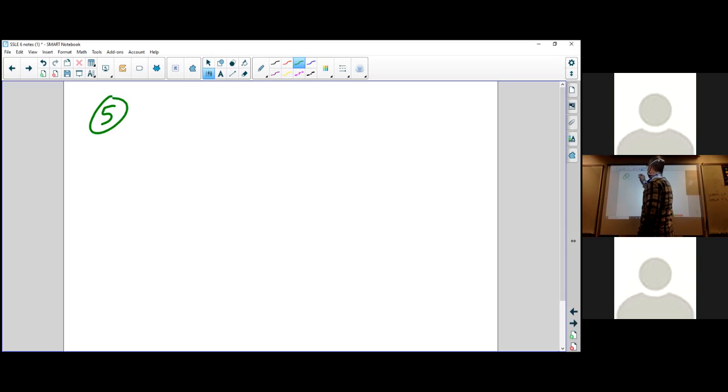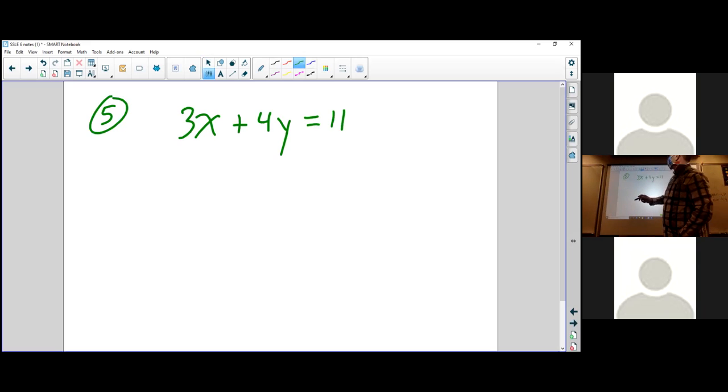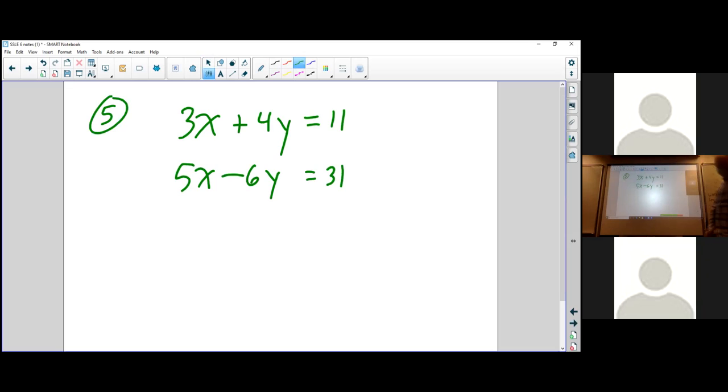Number 5 is 3x plus 4y is equal to 11, and 5x minus 6y equals 31. Okay, so this is a great elimination problem, but you have to be real cautious on it. My x's and y's are both lined up, so I'm satisfied with that. But if I add the two equations together as they sit right now, nothing drops out. If I add them together, I get 8x minus 2y equals 42. Is that right? So that doesn't help because it still has x and y.